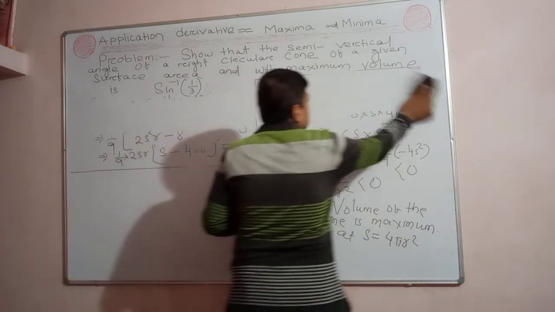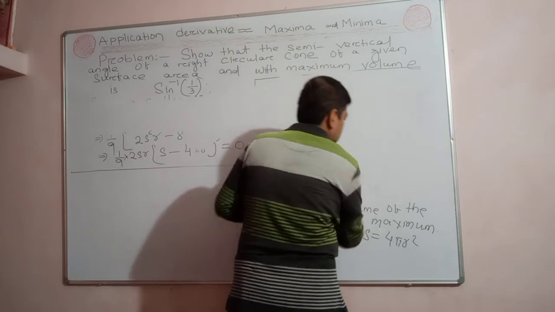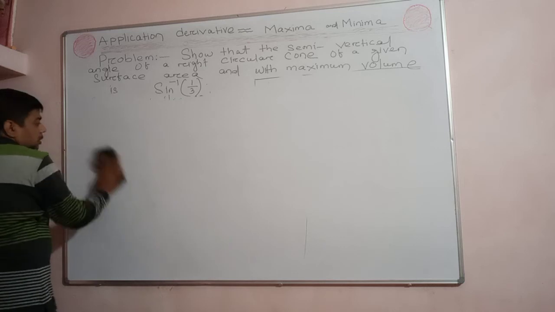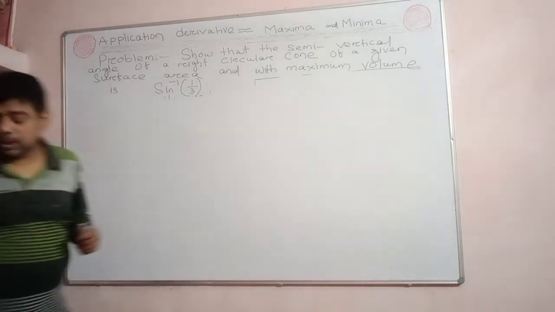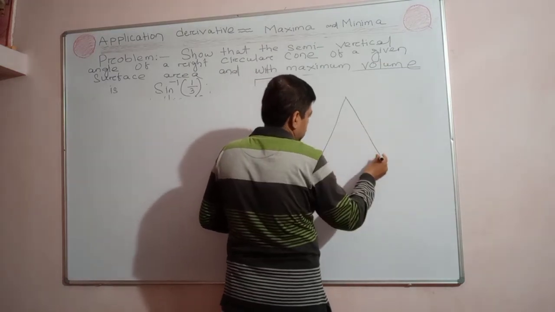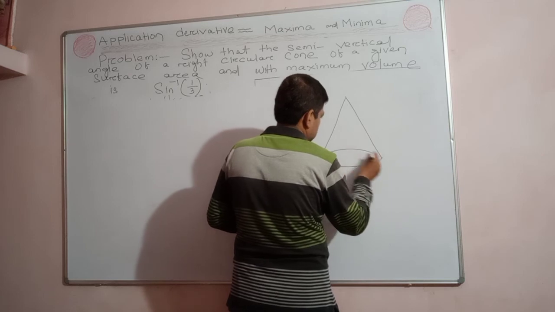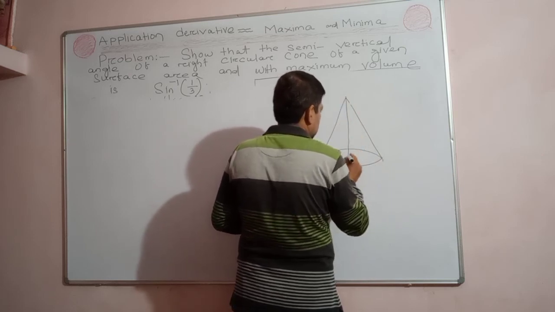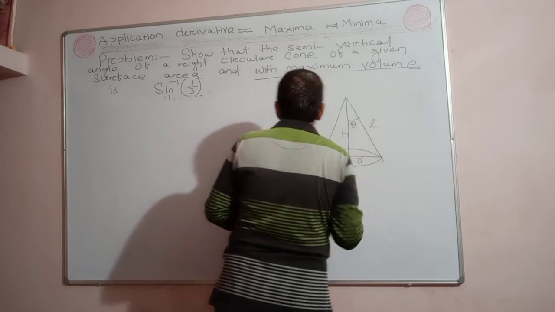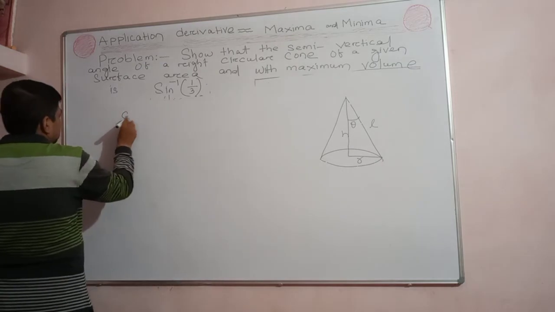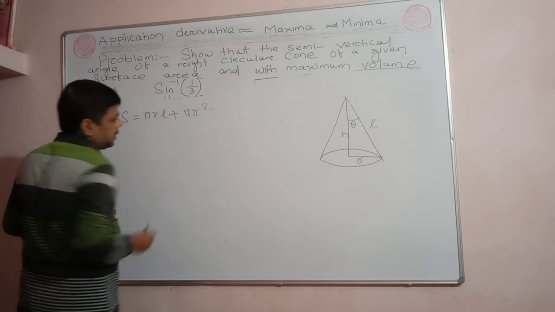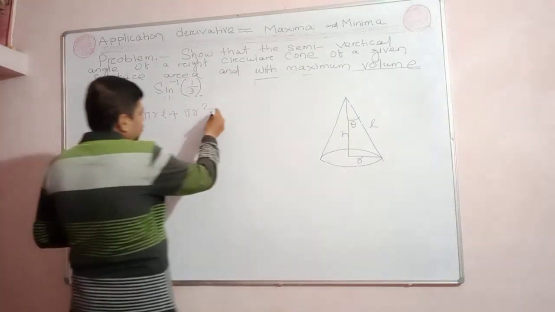Now you see. We already saw here the right circular cone. This is the right circular cone. This is the center, this is the radius, this is the height, and the slanting height, and this is the semi-vertical angle. So what we got? The surface area is pi r l plus pi r square, and this surface area value is equal to 4 pi r square.